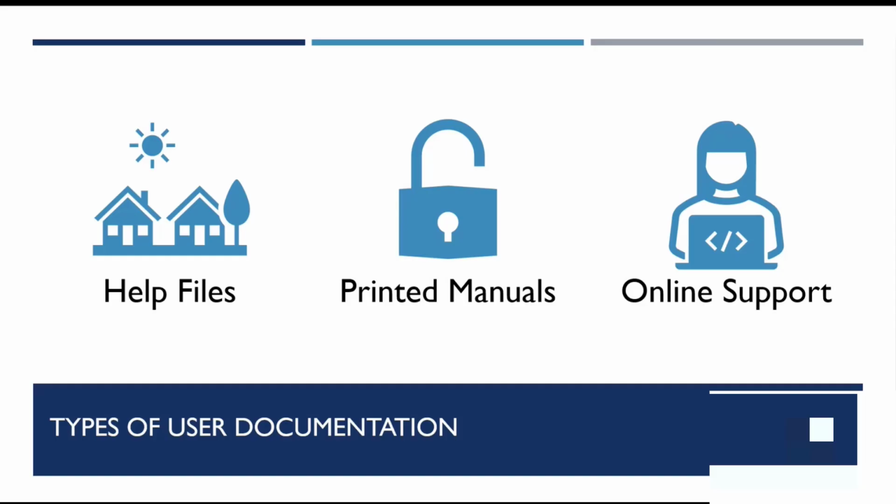So okay, now we're going to look at the different types of user documentation. So there's three main types. We have help files, we have printed manuals, and we have online support. Okay, so now let's move on. So we have the first one. The page is not moving. We have the first one, which is help files.